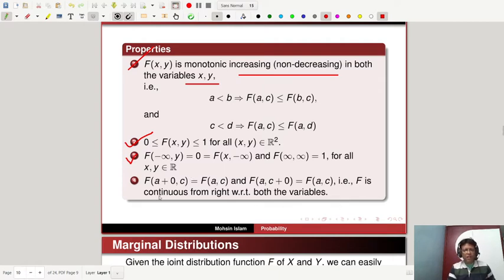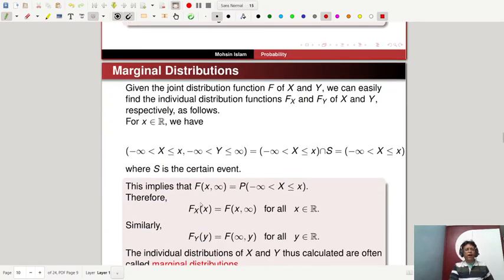And F is continuous from right with respect to both the variables. So the distribution function is continuous from right. You know that for a single variable, the distribution function is continuous on the right, and the jump discontinuity you can calculate. So these are similar properties.